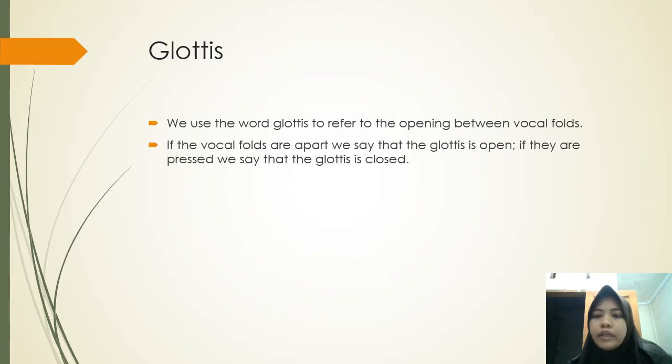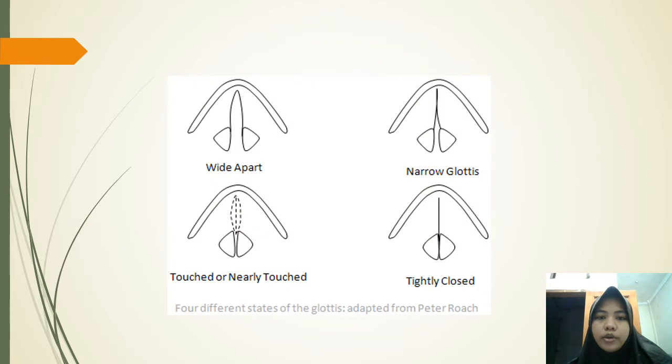Here we will have a clearer image of the glottis in our larynx. This is the so-called glottis, the opening between the vocal folds. You can find it inside your larynx. There are 4 positions here. The first one is wide apart. If the vocal folds are open, it means the 2 cartilages, called arytenoid cartilages, are apart.